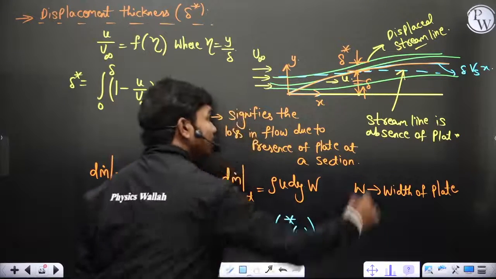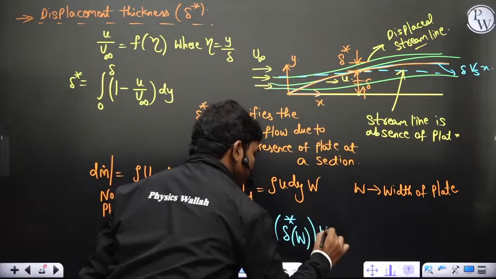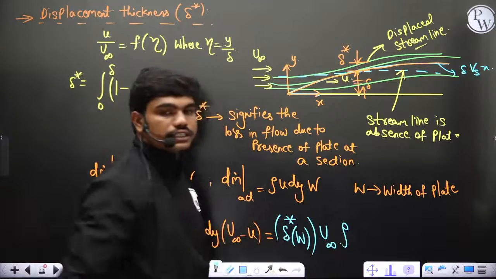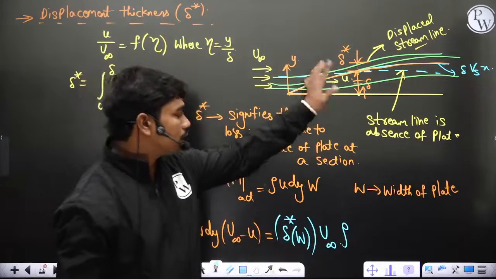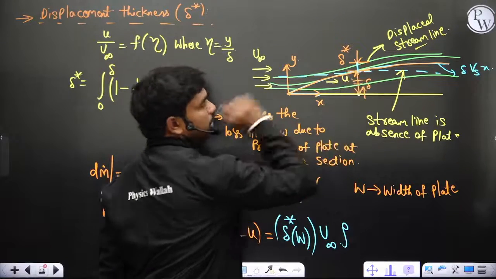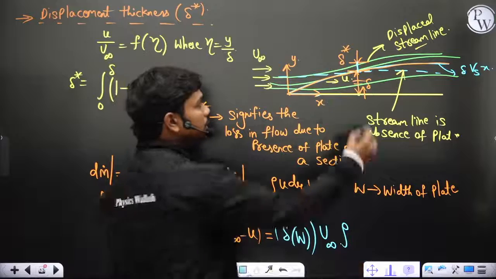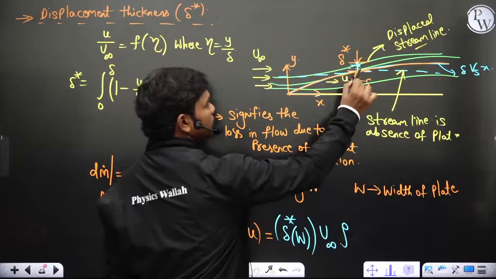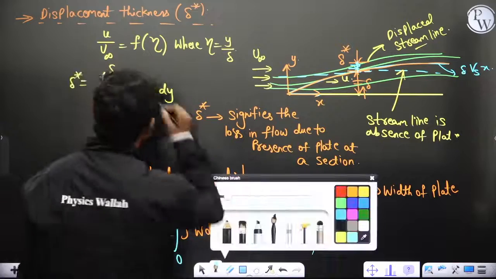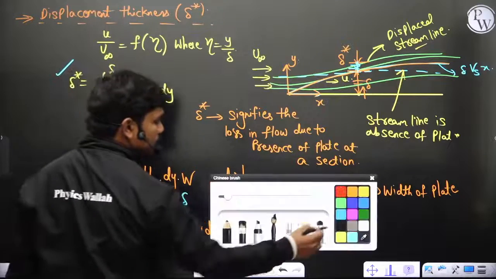So this is the flow area. At every point in delta star, fluid moves with u infinity velocity. And density, of course, since we are writing mass flow rate, density should also be there. So this is the mass flow rate which is passing through this section, which I have drawn in blue color. At every point the flow velocity is u infinity because this is outside the boundary layer. So this is what you have.